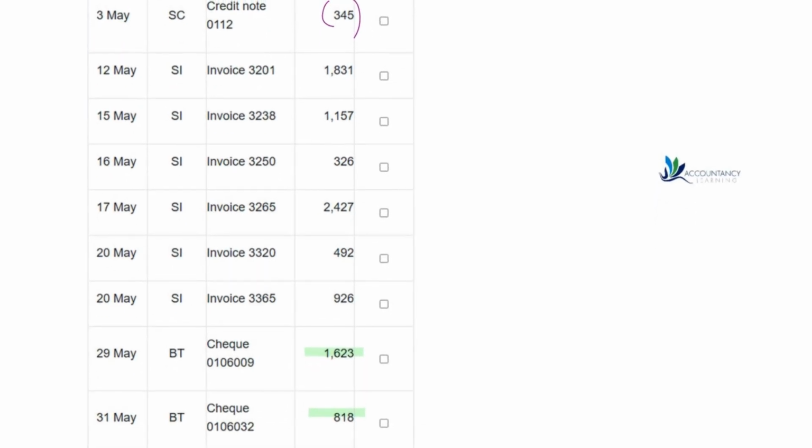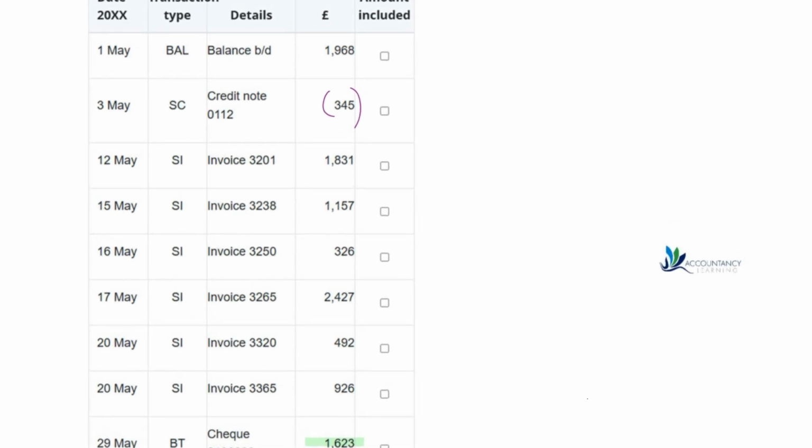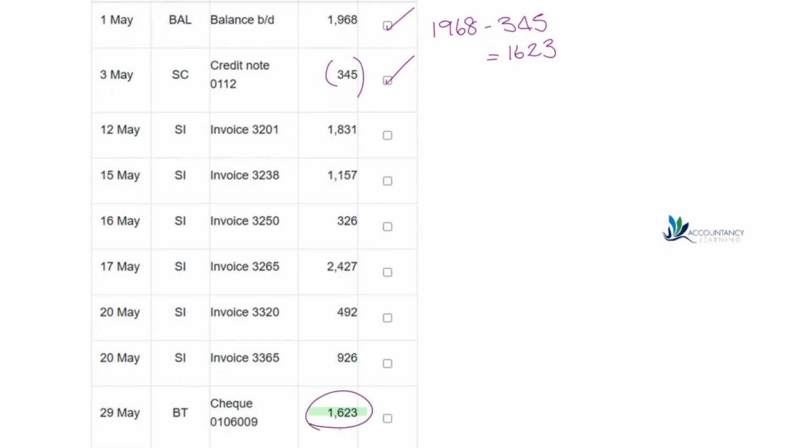We're looking for 1623, and by just a general sense check of those numbers, a general estimate without even putting it into a calculator, you can see that's roughly going to be around the right figure. So we can confirm that by doing the calculation of 1968 minus 345, and that does give us 1623. So these top two are part of this check.